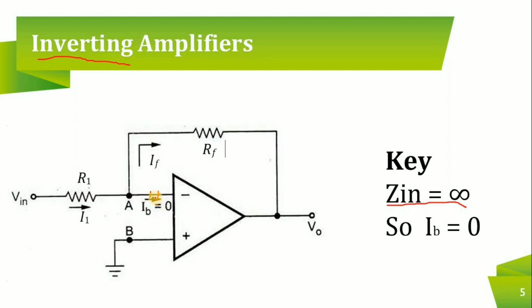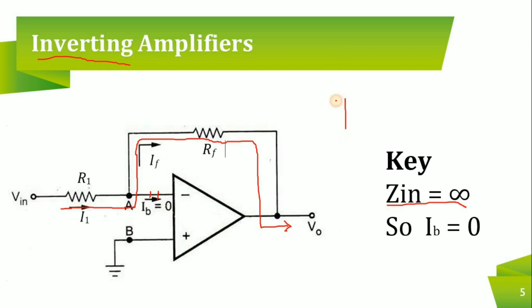There is no connection at all at this point. It means that whatever current is flowing through node A will directly deviate to RF and go to the output point. This will be the path of current. So there is no current flowing towards the OpAmp. This is the property of an ideal OpAmp.